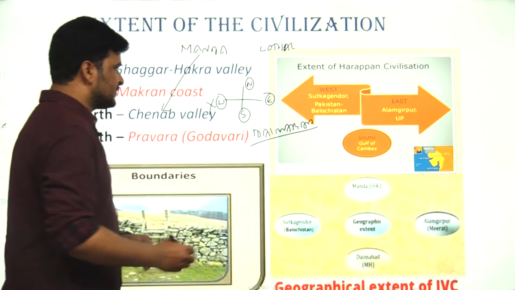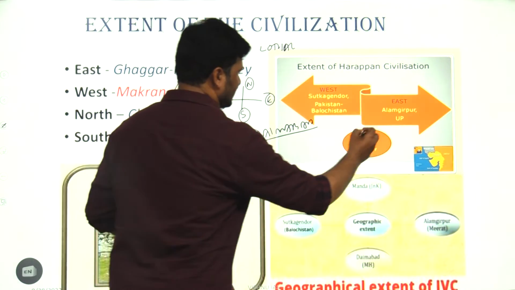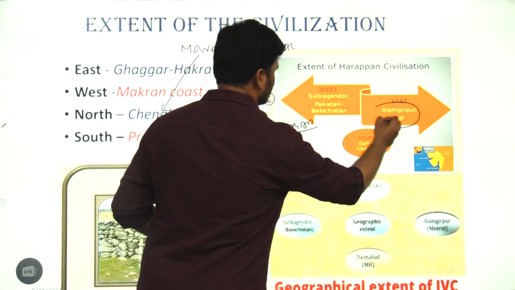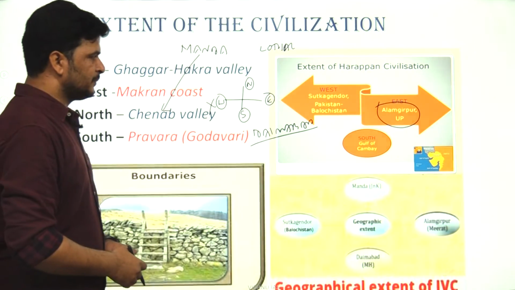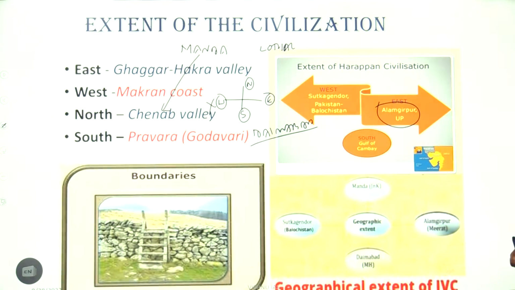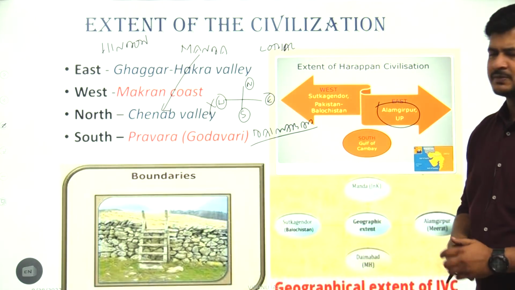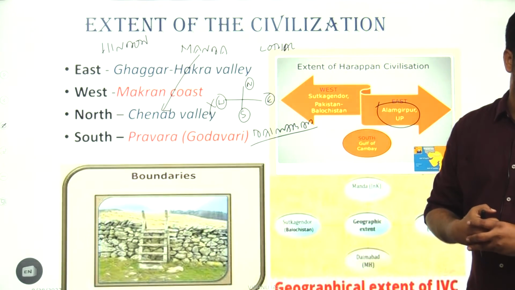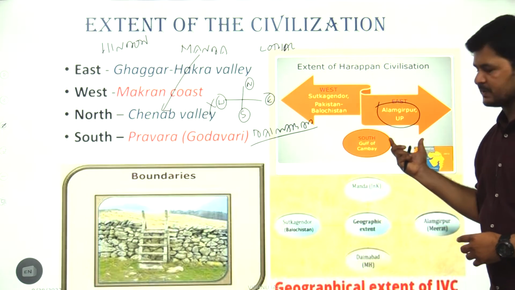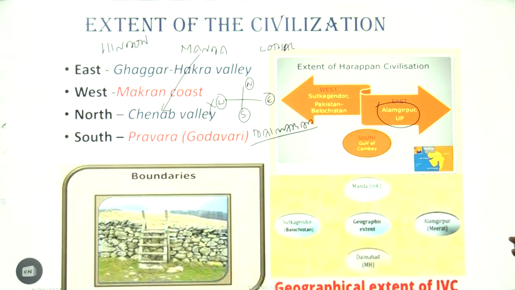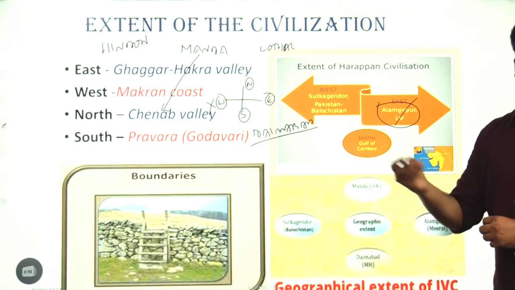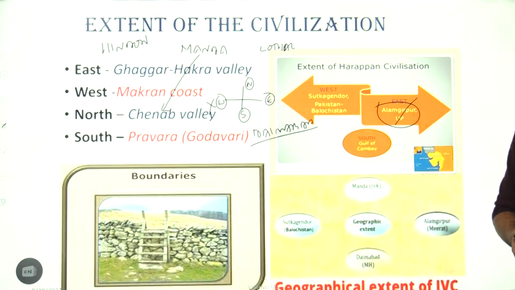When it comes to the east, Alamgirpur, located on the banks of the Ghaggar-Hakra valley, Hindon, a small river in UP, Uttar Pradesh. Alamgirpur comes in Uttar Pradesh. Alamgir, we'll discuss as part of the Mughal Empire, one of the rulers of the Mughal Empire, Aurangzeb, popularly called Alamgir.